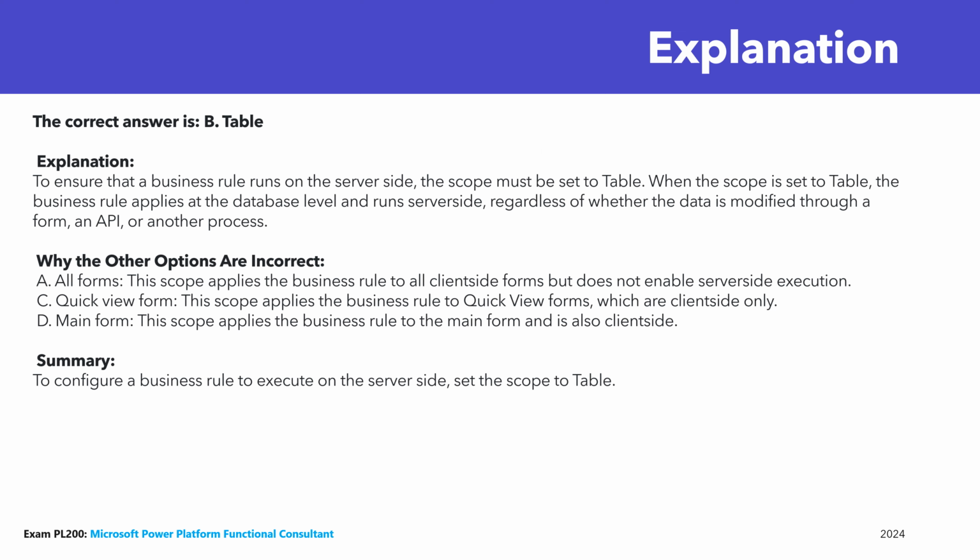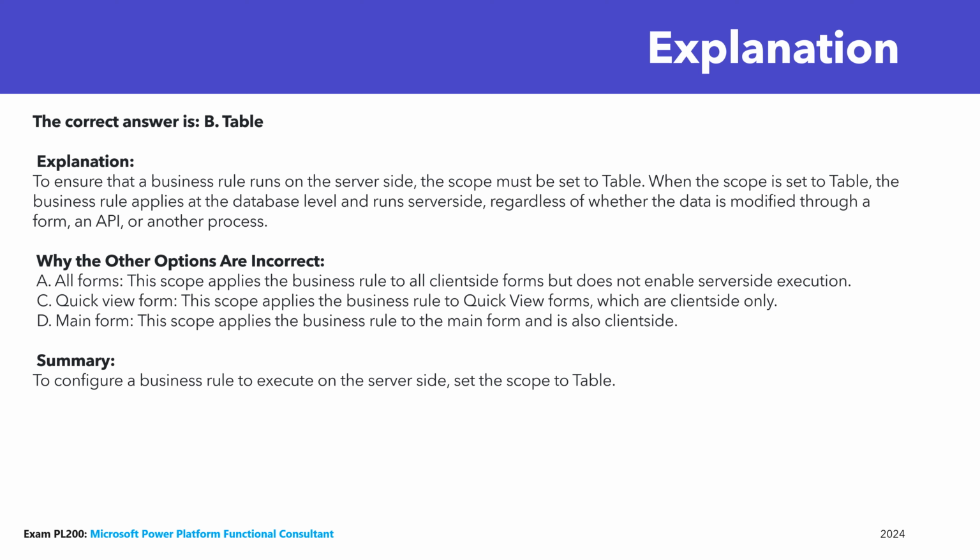The correct answer is table. Explanation. To ensure that a business rule runs on the server side, the scope must be set to table. When the scope is set to table, the business rule applies at the database level and runs server side, regardless of whether the data is modified through a form, an API, or another process.